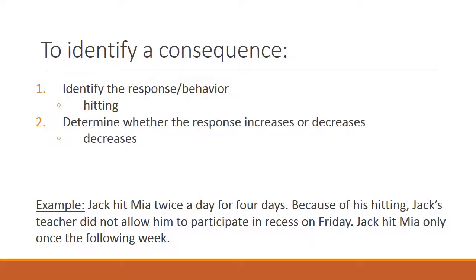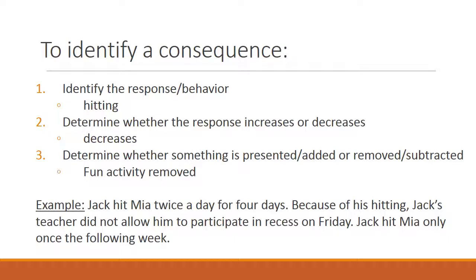After the teacher applied the consequence, Jack's hitting response decreased because he only hit her once the following week, when he had hit her 8 times the previous week. Because it decreased, we know that the consequence was a punishment. Remember, that's the definition of a punishment, something that decreases a behavior. Finally, we see that the teacher accomplishes this by taking away Jack's recess. She removed something he liked. Therefore, it's removal punishment. So to summarize, the teacher used removal punishment by taking away his recess to decrease his hitting behavior.